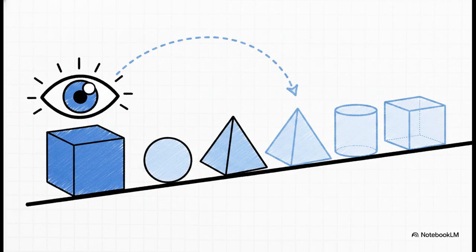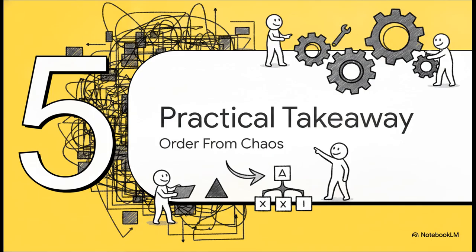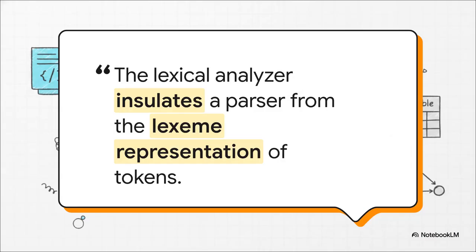Pretty clever, right? And that brings us to Section 5, your practical takeaway, finding order from chaos. You know, when you open a big compiler textbook, all those parsing trees and automata can seem deeply intimidating at first glance. But here's the thing to remember. Tools like Lex were built by programmers for programmers purely to make our lives easier. As the classic compiler's textbook says, the lexical analyzer insulates a parser from the lexical representation of tokens.